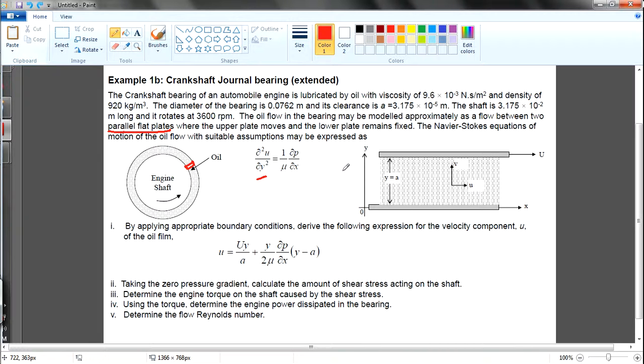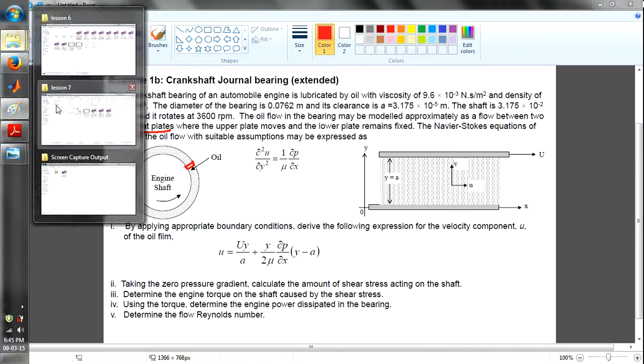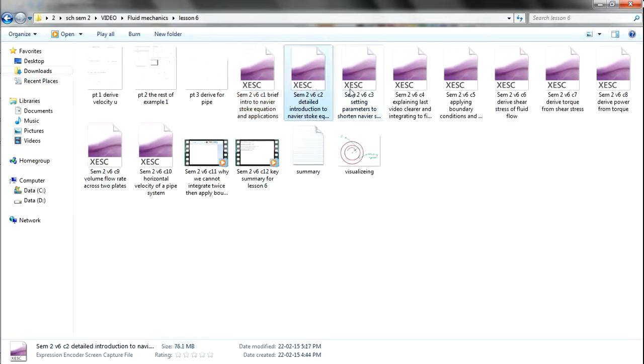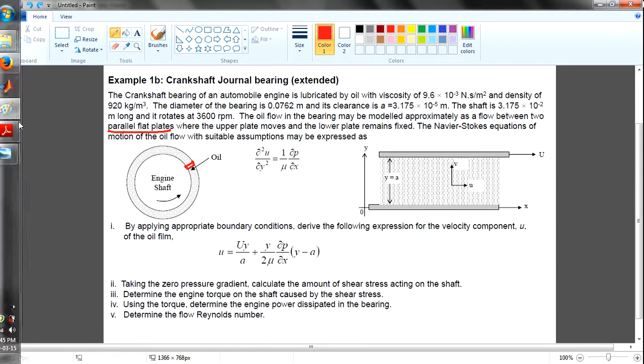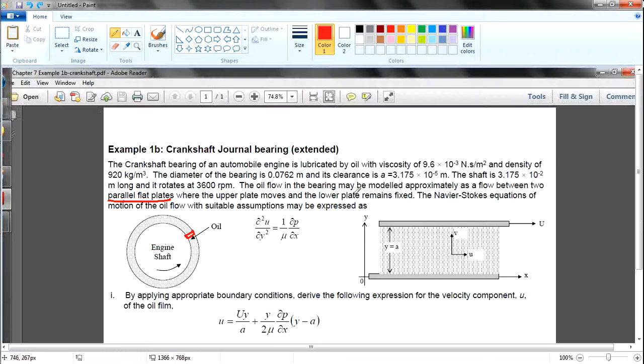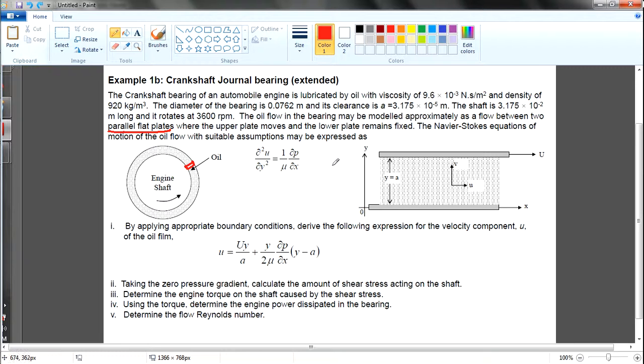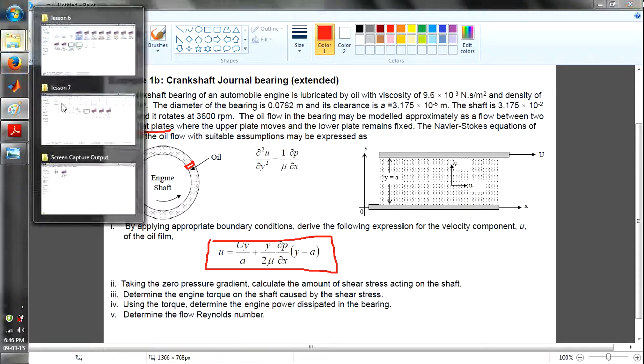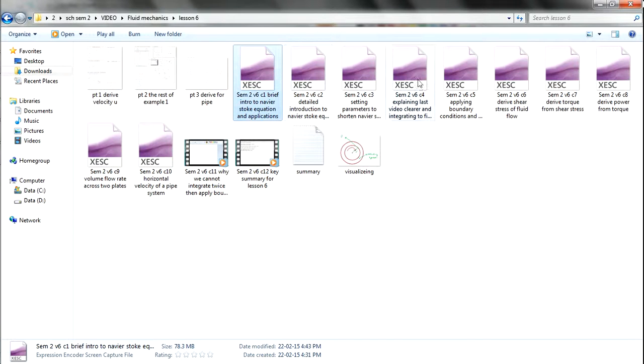If you don't understand why, go back to that video also. Mainly it's at the very first few parts, maybe this 3, maybe this 4. Just go and watch it. Okay, what do I do now? By applying appropriate boundary conditions, derive this thing. So how do you derive? You can go back to these 4 videos.